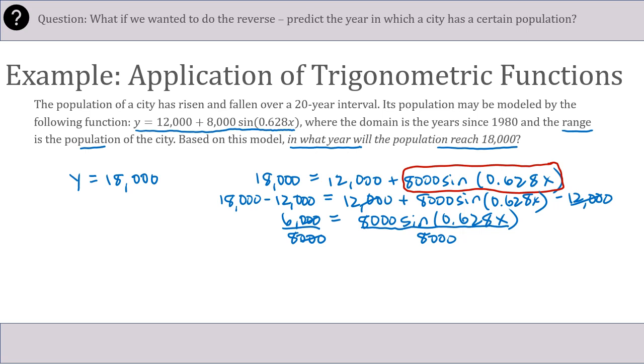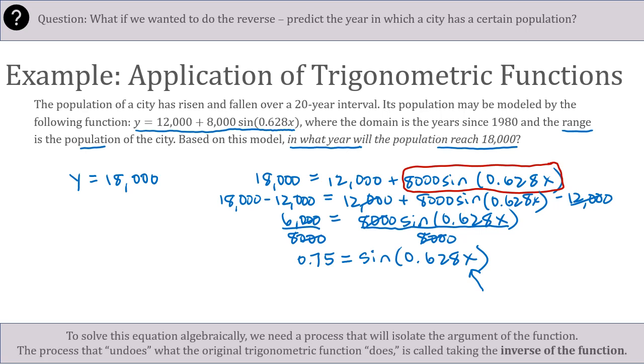So I'm going to get 6 over 8, which is 3 over 4, and I'll call that 0.75. And that's going to equal, the 8,000s reduced to 1, so that's going to equal the sine of 0.628 times x. But now we're in a quandary. How do we isolate this x? How do we get that x by itself? We haven't learned how to, I guess you'd say, get that x out of the argument of the sine function.